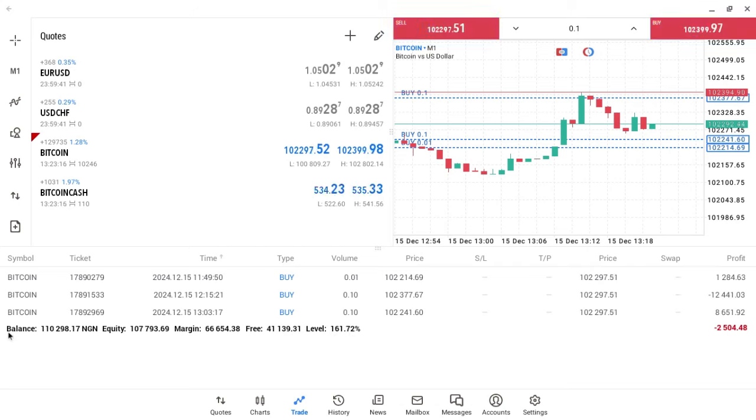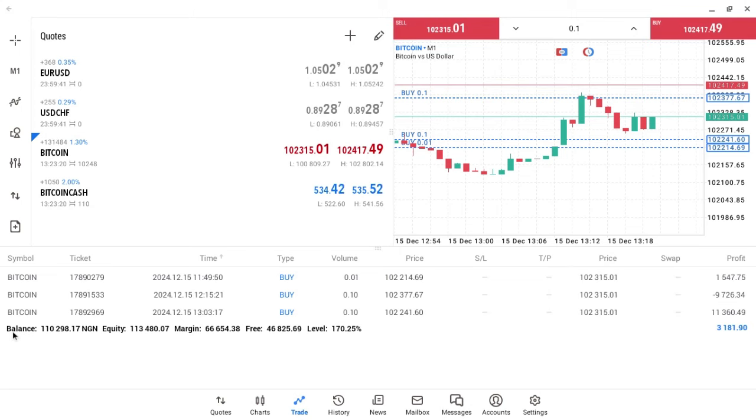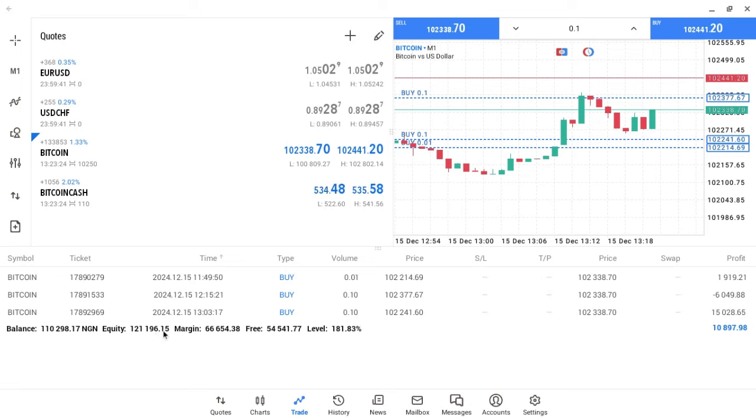Now, this is your balance, your initial balance when you deposit in your Forex broker. This will be your initial balance. Then this equity you are seeing here, the equity will be your balance after you've placed a trade. So the equity will start telling you, okay, this is the amount you're having in your balance after your trade has been placed.